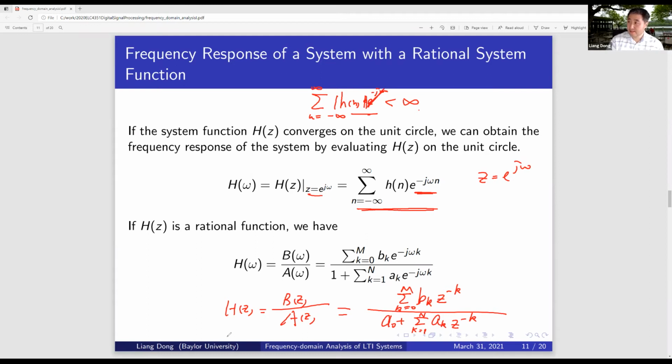The order is N. Its order is determined by looking at the feedback, the depth of feedback. In this case, we look at the denominator, with k from 1 to N, and you need to multiply this. That is Y(z) over X(z).